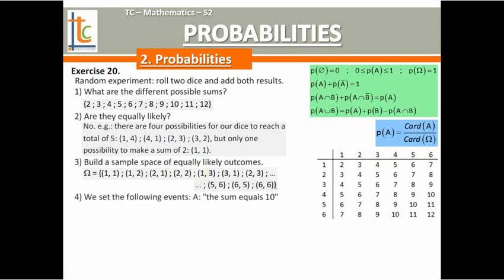So we set the following events. A, the sum equals 10. So we're interested here in the sum 10. And B, the sum is at least 10. So we want to be in this area of this table: 10, 11, or 12 for the event B. Determine P of A, P of A bar, P of B. So A contains 3 pairs inside omega: the 6, 4, the double 5, and the 4, 6. So the probability of A is 3 divided by 36. That's all.